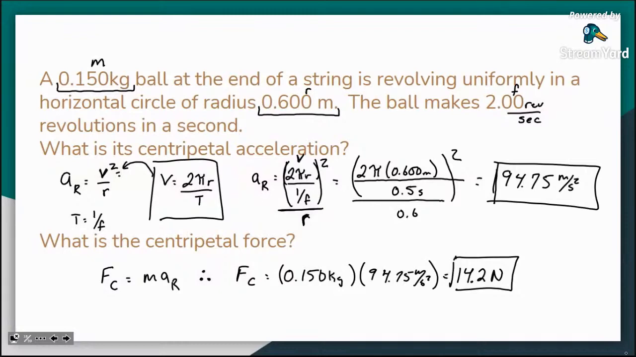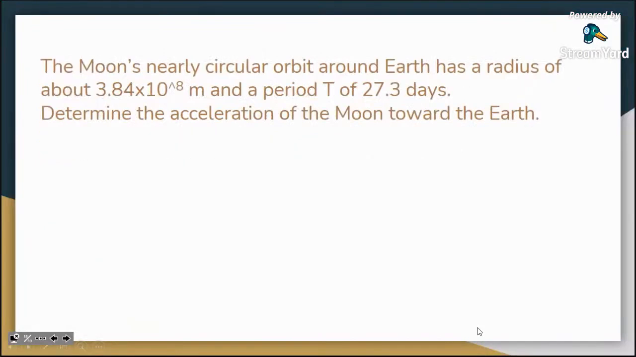So that's an acceleration problem and then a force problem. Let's take a look at another one. The moon's nearly circular orbit around Earth has a radius of about, so it tells me this value is my radius. It has a period of 27.3 days, that I'm going to end up having to convert to seconds. And then determine the acceleration of the moon towards the Earth.